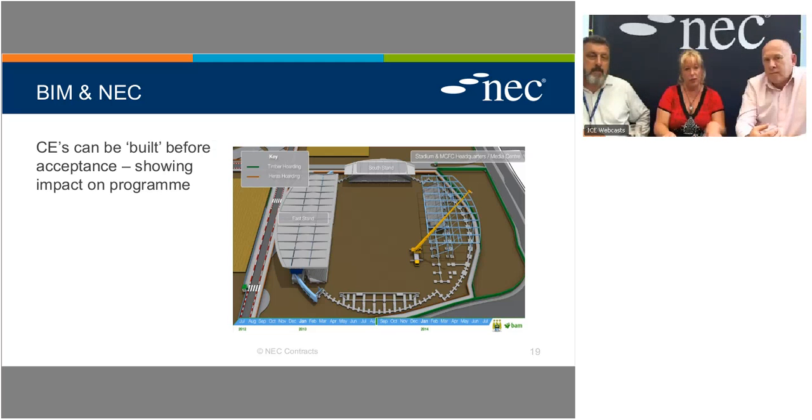CEs, compensation events, can also be built before acceptance, showing the impact on the programme. So you can assess, should we want to move that over there? What's it going to look like? What's the impact going to be on things like access routes? So we do proposed instructions, if I actually do the following, and from that the contract time, cost and quality implications. Some of the contracts could also look at alternative sequences on the programme. Yeah, they could explore that.